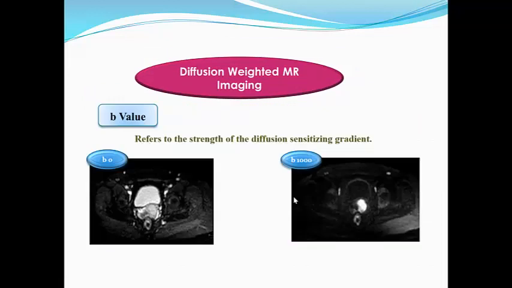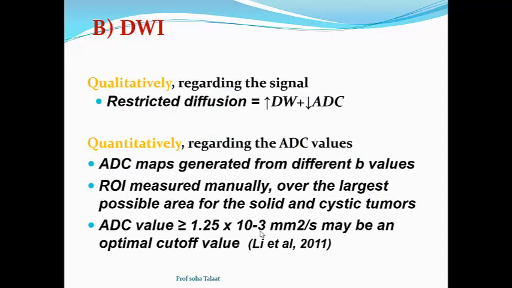The b-value refers to the strength of the diffusion sensitizing gradients. Usually we look at the high b-value, because the high b-value is more specific to the malignant lesions on restriction. Qualitatively, regarding the signal, restricted diffusion shows increased signal intensity on diffusion weighted image and decreased signal on the ADC map. Quantitatively, regarding the ADC value, the ADC map is generated from the different b-values.